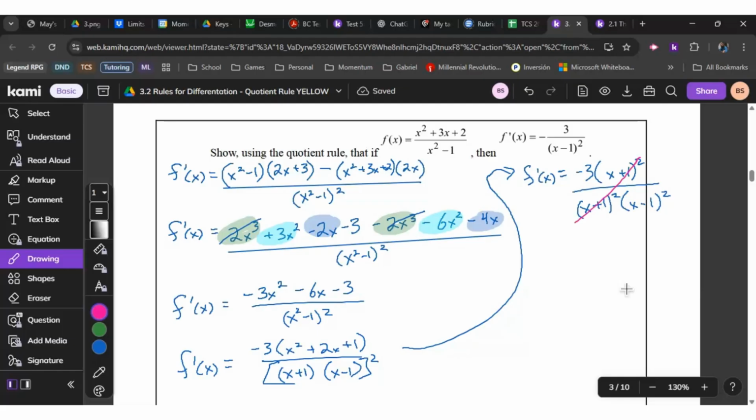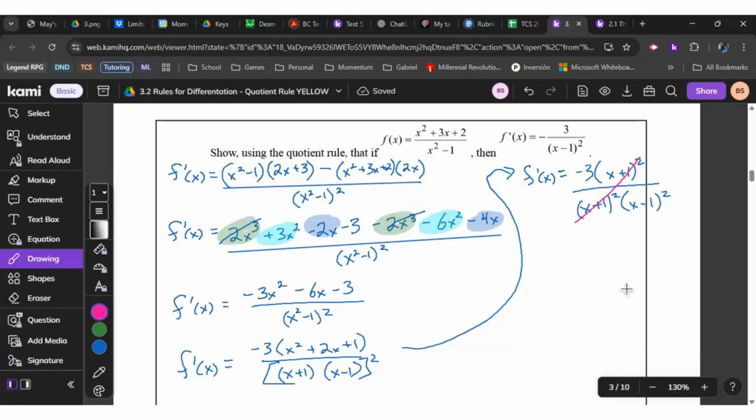Look, guys, look right here. X squared plus 2x plus 1. Guys, listen. X squared plus 2x plus 1 is x plus 1 squared, right? Because 1 plus 1 is 2, and 1 times 1 is 1. So it's x plus 1 squared. Perfect. On the bottom, we had x squared minus 1 squared.